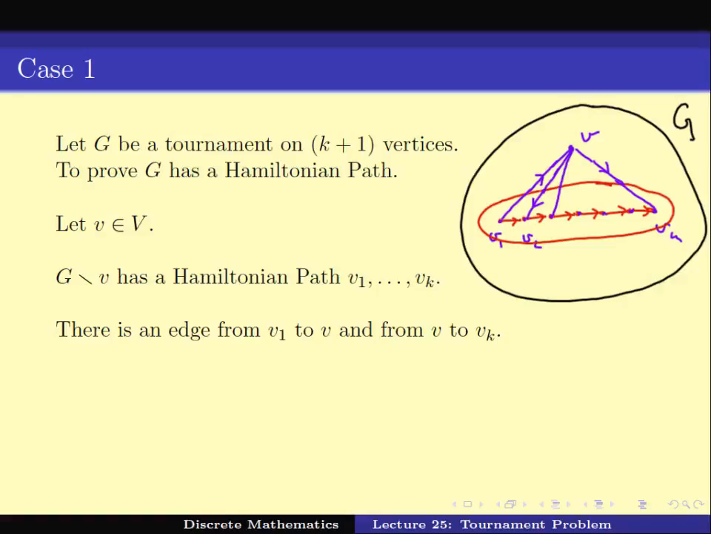So I first start with V1, then V, then V2, then V3, then V4, and so on. So V1, V, V2, V3, V4 till Vk would have been a Hamiltonian path. But again, there is no guarantee of that also, right? What is the guarantee that the edge between V and V2 goes in this direction, the downward direction? It might be that the edge is actually going upward.